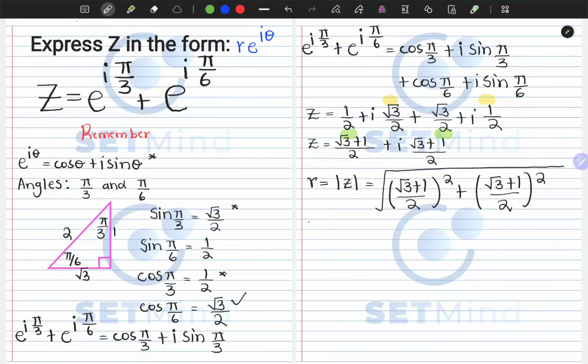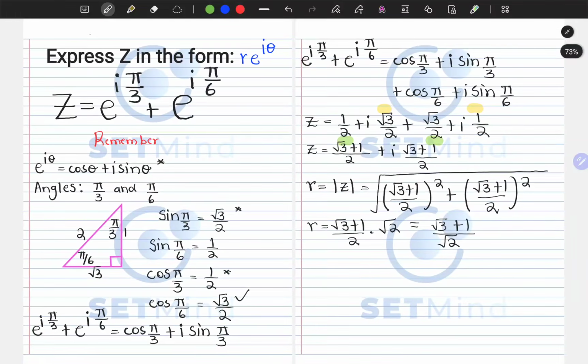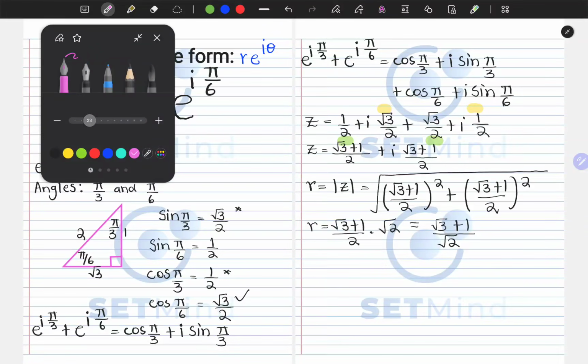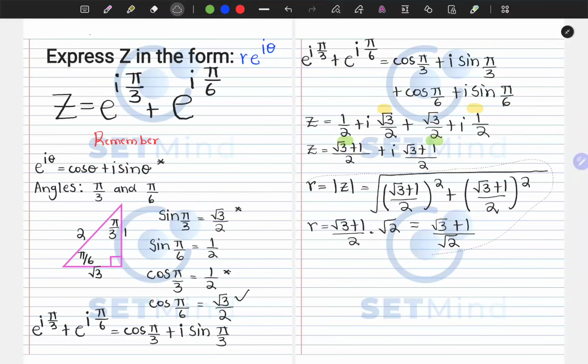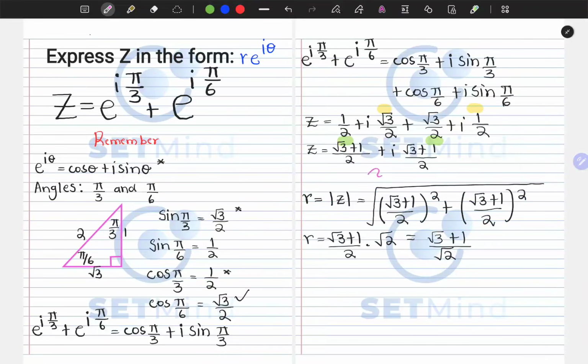If you do the maths there, you will see that we can factor out such that inside we are left with square root of 2. So you can have square root of 3 plus 1 divided by 2 times square root of 2. And if you divide square root of 2 by 2, you end up getting 1 over square root of 2. So our magnitude is square root of 3 plus 1 divided by square root of 2. That is the magnitude. Let me quickly separate that and make a note that we are looking at the magnitude.